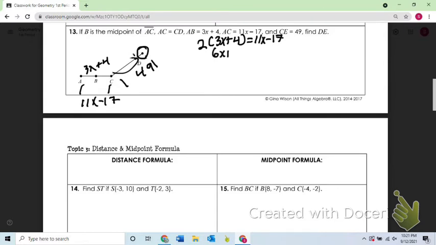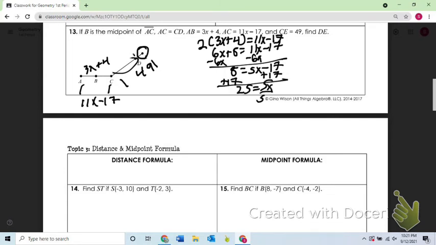Distribute that 2, so we get 6x plus 8 equals 11x minus 17. Subtract 6x from both sides. We get 8 equals 5x minus 17. Add 17 to both sides. We get 25 equals 5x. Divide by 5, and we get x equals 5.